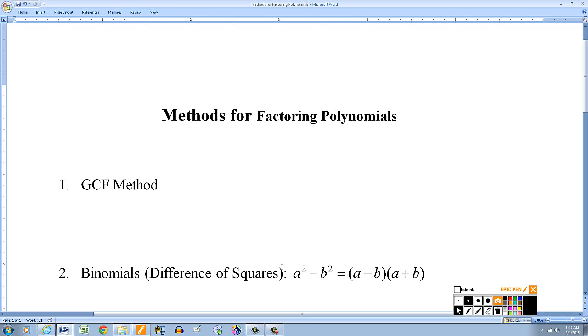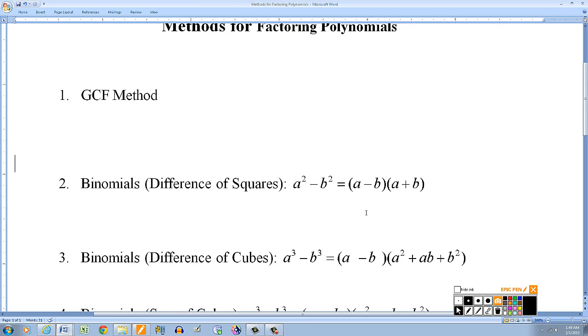And then if you have a difference of squares, it is always going to factor into the difference and the sum of the square roots. So we've got a squared minus b squared factors into a minus b times a plus b. And it doesn't matter what order you have this. You can have a plus b first and then a minus b. Multiplication is commutative, right? 2 times 3 is the same thing as 3 times 2.